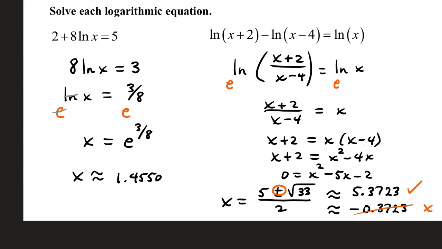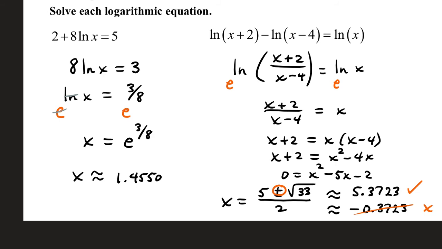Now we have natural logs on both sides. You can use the one-to-one property, and that says x plus 2 over x minus 4 has to equal x, or you have the option of exponentiating both sides with a base of e. Either way gets the same job done. Starting here, solving for x, let's multiply by the denominator. x plus 2 equals x times x minus 4. That's x squared minus 4x.